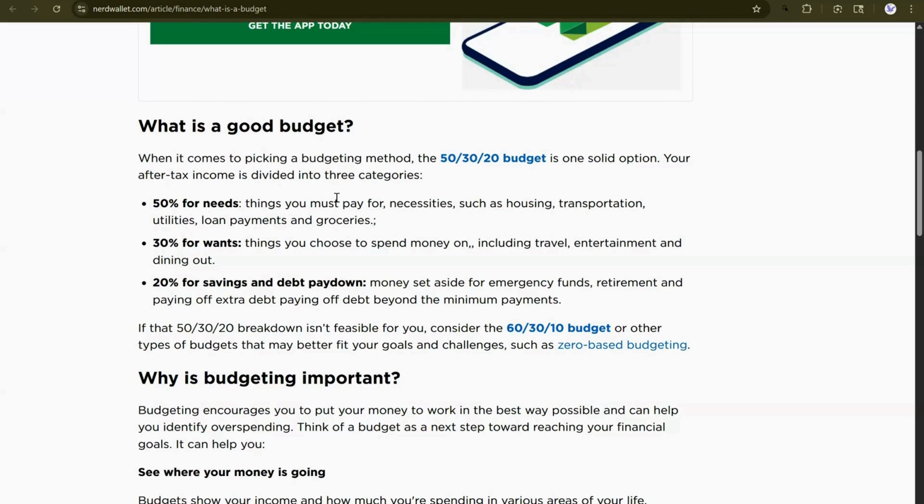So 50, 30, 20. 50% for needs, 30% for wants, 20% for savings and debt pay down. This is important. Some people make this 30%, by the way. In fact, you can even do something where you have enough to live on for 6 months based on all your bills. Does that make sense?